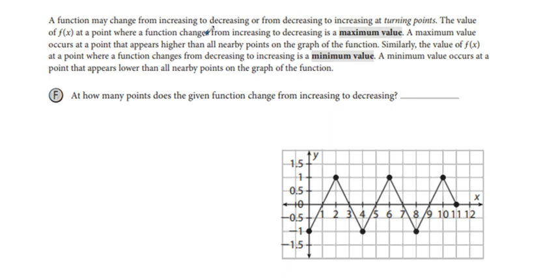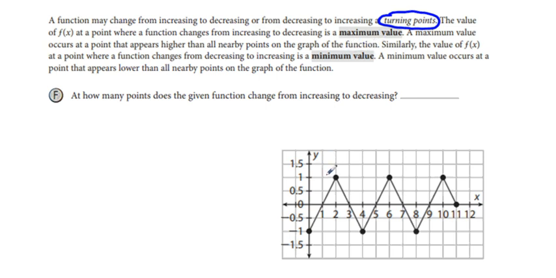A function may change from increasing to decreasing or from decreasing to increasing at turning points. Now, in pre-calculus, turning points are going to be called something else also. There are other ways you can say that. The value of f of x at a point where a function changes from increasing to decreasing is a maximum value. So that would be a type of turning point, one of which is a maximum value. The maximum value occurs at a point that appears higher than all the nearby points on the graph of the function.